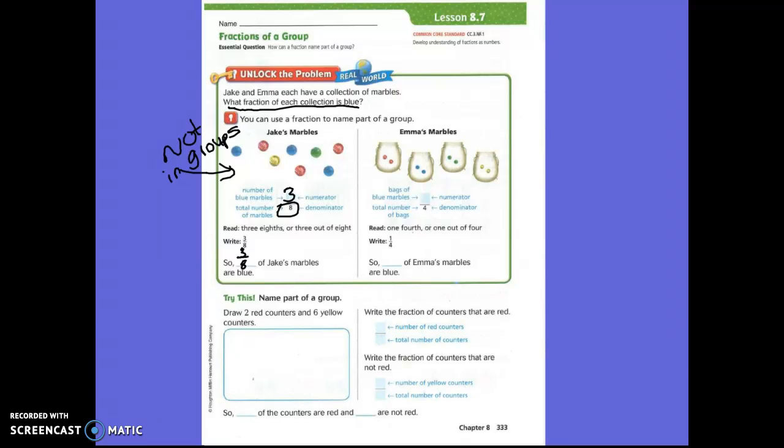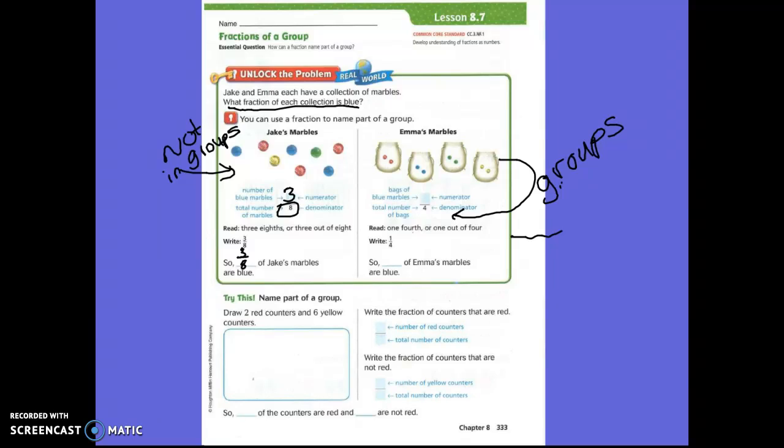So when they're in groups and they're not by themselves, the bottom number is going to be the groups. Does that make sense? I know that can be confusing, so really try to remember this and go back to the front page if you need help. If they're not in groups, the total number of marbles, or whatever you're counting, is going to be the bottom number. If they are in groups, the groups is going to be your bottom number.